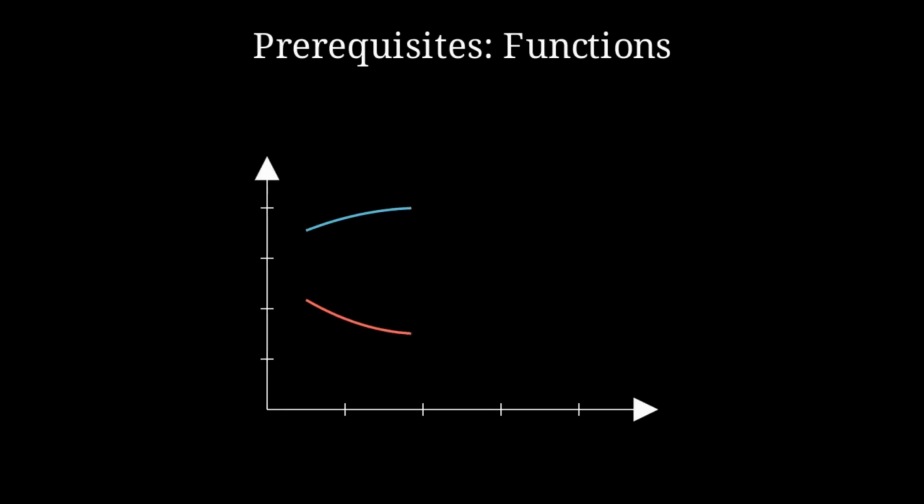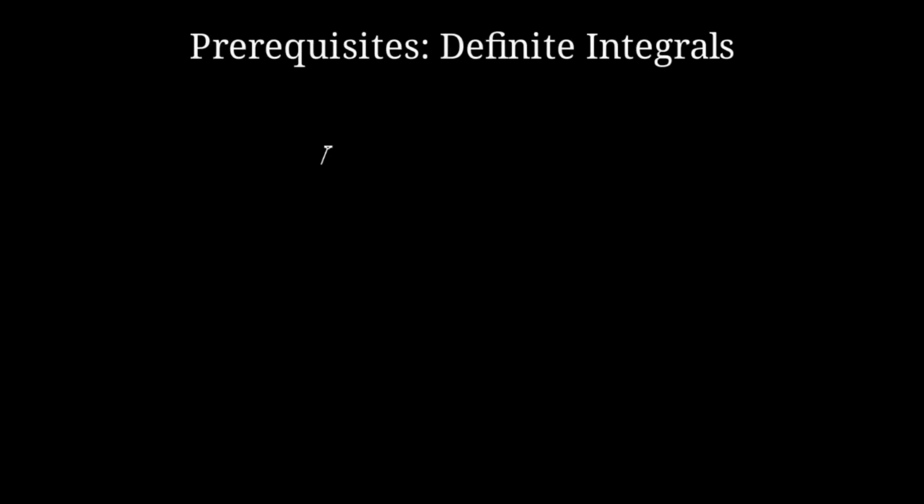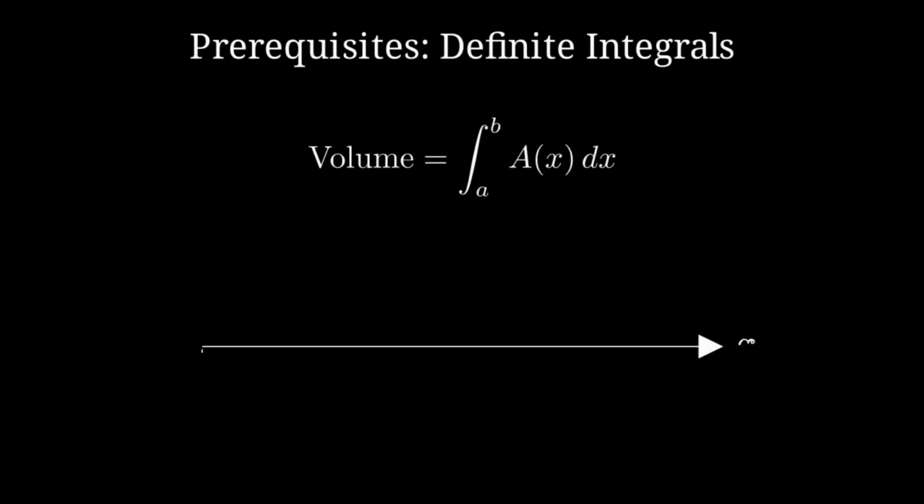Before we begin, ensure you are comfortable identifying upper and lower functions on a graph. In our examples, we will be working with functions of x, and our integration will occur along the x-axis. Visualizing the area between these curves is the first step in setting up any volume integral. Recall that a volume is simply the accumulation of infinite cross-sectional areas.